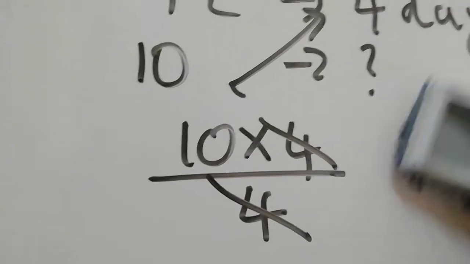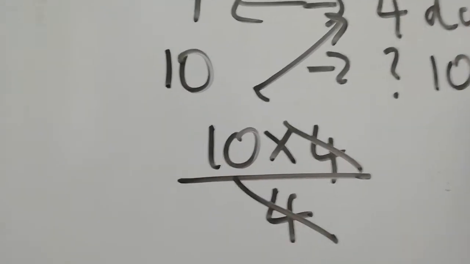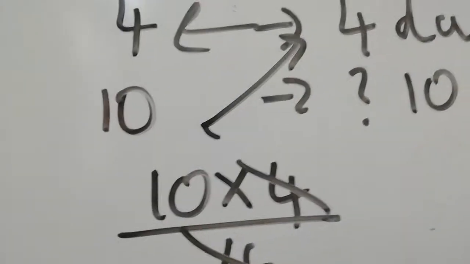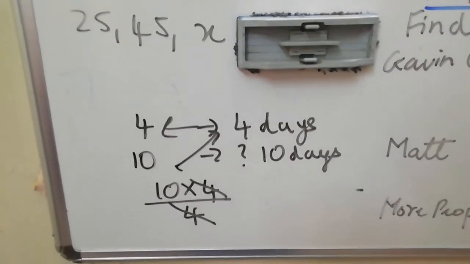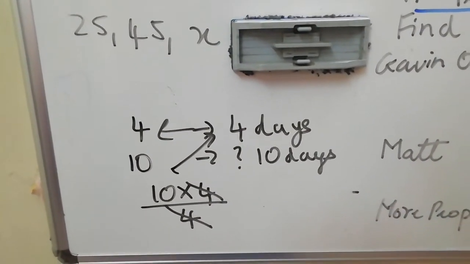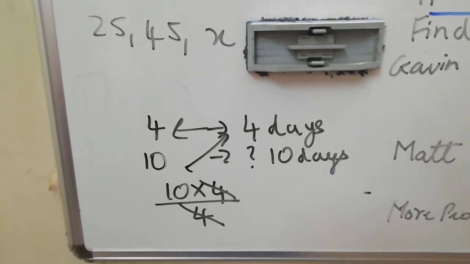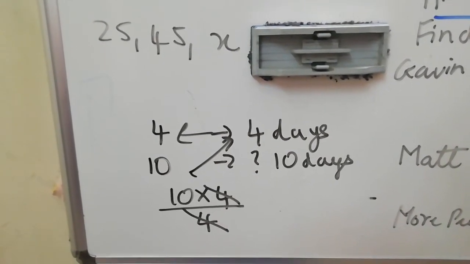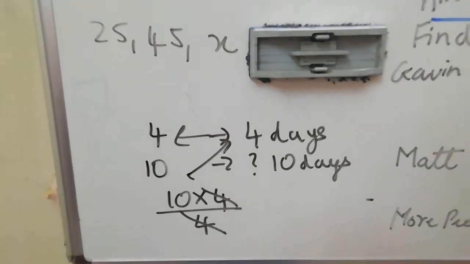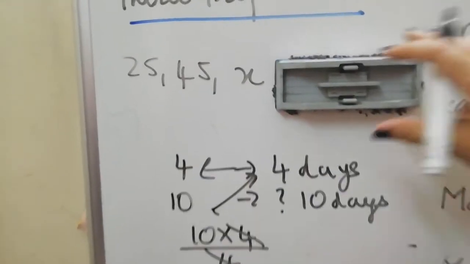So the answer is 10 days. Are you all understanding the inverse proportion? Fewer people, the number of days taken will definitely be more. More people, the number of days taken will definitely be less. So that is called inverse relation. Okay. Now let us do third proportion.